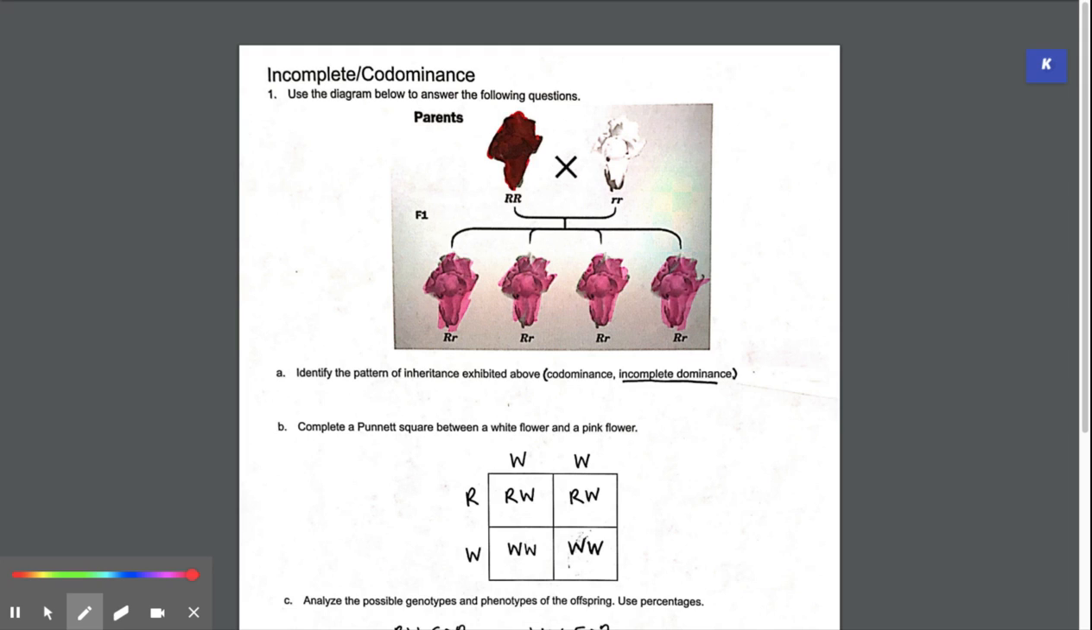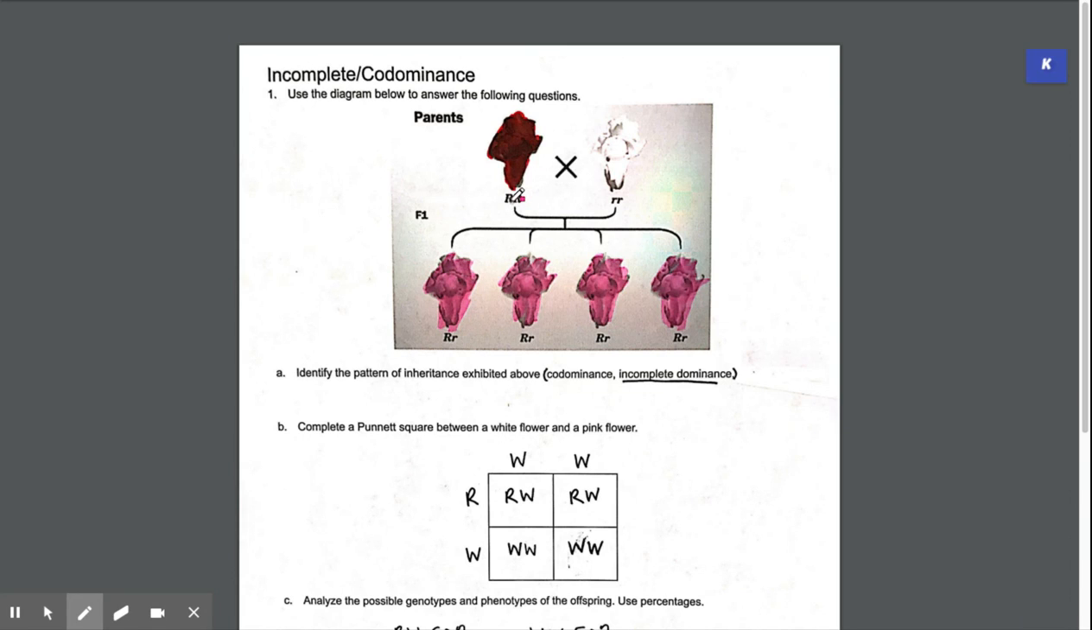In this video, we are going to go over an example of incomplete dominance. Even though the worksheet says incomplete slash codominance, this example is indeed incomplete dominance. So in our parents here, we see we have a red flower snapdragon and a white flower snapdragon, and all of these offspring are heterozygous, and they all would have the pink phenotype.